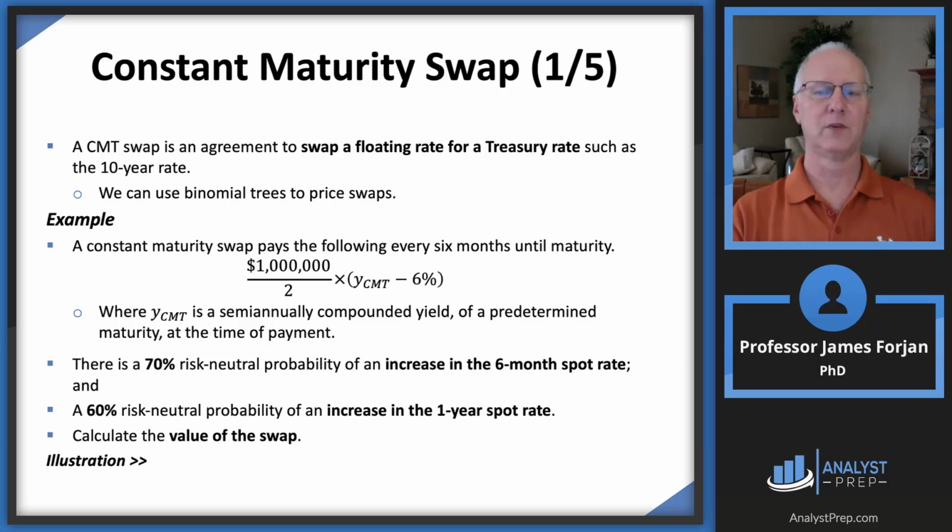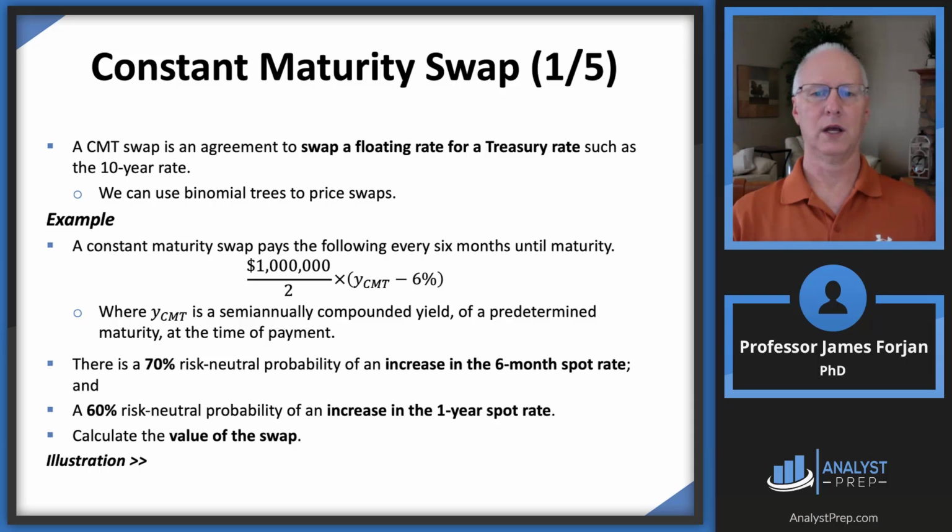All right, we did fixed income securities. We did an option. Let's go ahead and do a swap. So we have this swap. We're going to swap a floating rate for a treasury rate, such as the 10-year rate. So we're going to swap a floating rate for a fixed rate. So this is a constant maturity swap, right? CMT. That T stands for the treasury.